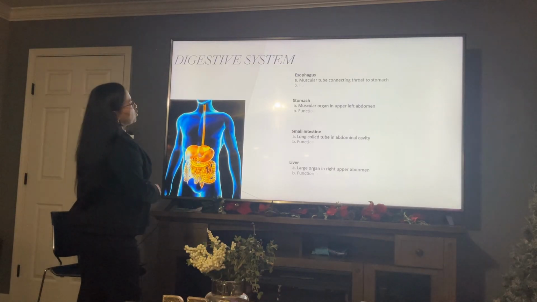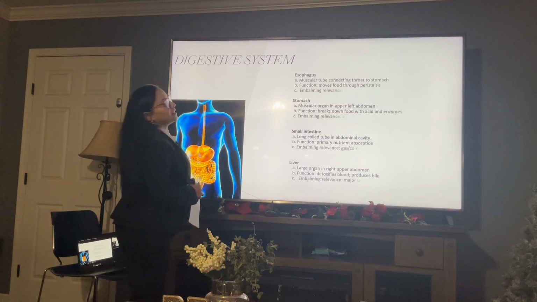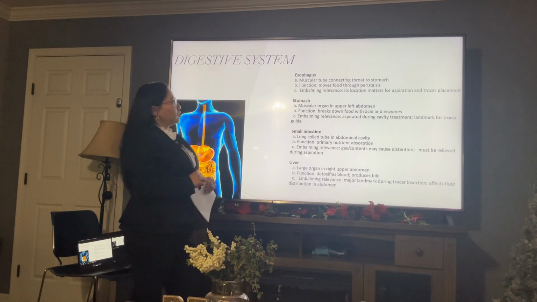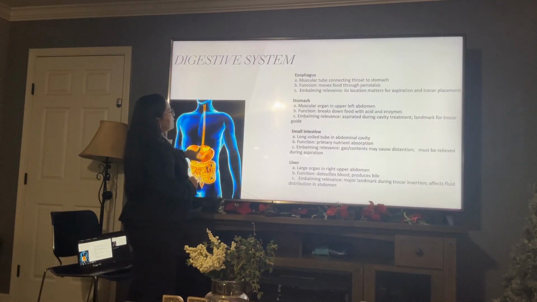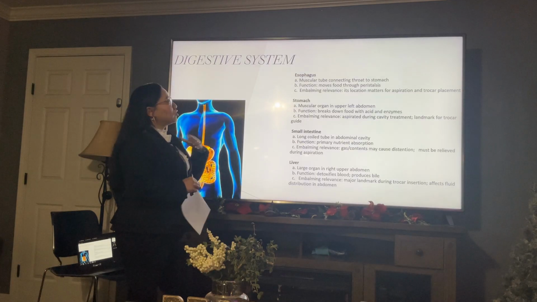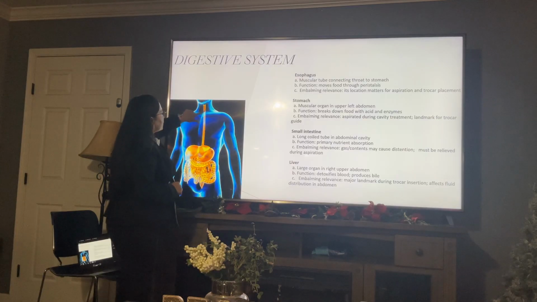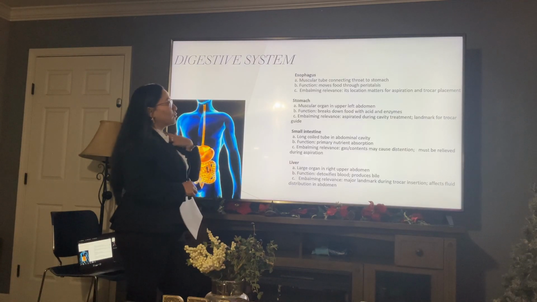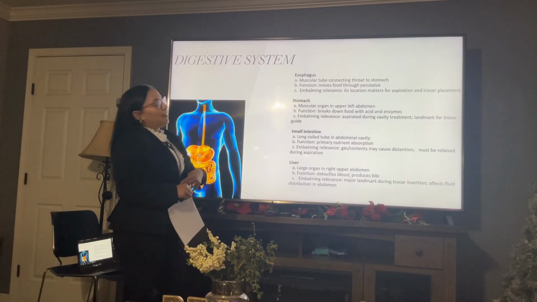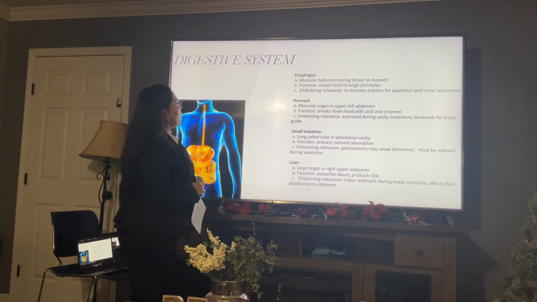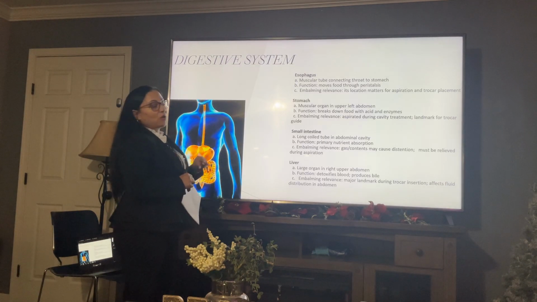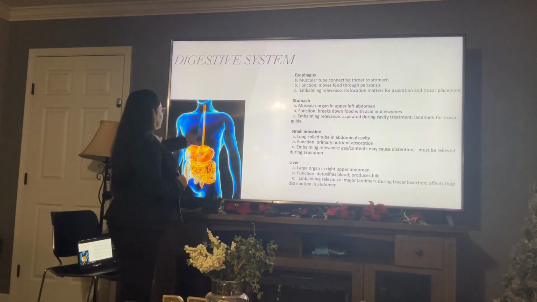The next structure I will be talking about is from the digestive system, and the structure I chose is the esophagus. It's a muscular tube connecting the throat to the stomach. The function is to move food through peristalsis. Embalming relevance is its location matters for aspiration and trocar placement.